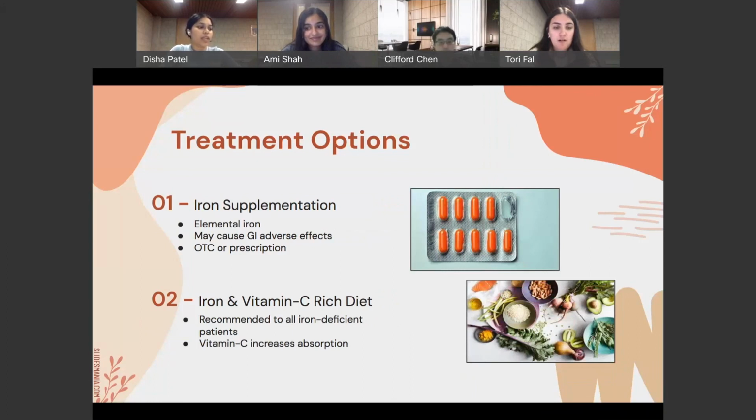Side effects of this oral medication include nausea, diarrhea, and constipation, which may lead to non-adherence. To reduce side effects, it can be taken with meals. However, absorption of iron will decrease by approximately 40%.